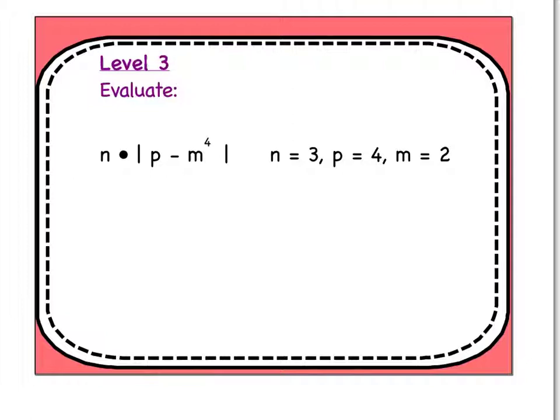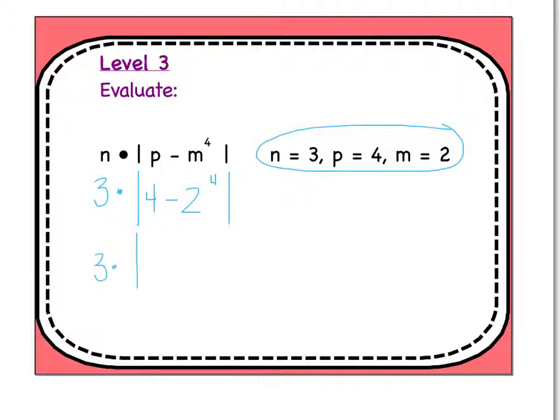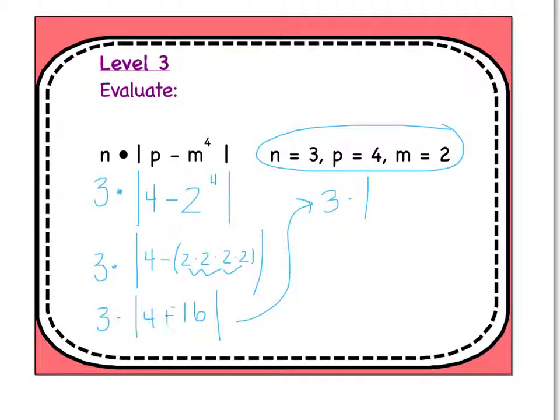Alright, here we're given specific values. We're going to go ahead and substitute in. N is 3 times absolute value of p is 4 minus m, which is 2 to the 4th power, absolute value. So we keep the 3 times on the outside, absolute value of 4 minus, now remember, 2 to the 4th power means 2 times 2 times 2 times 2. So we have 3 times the absolute value of 4 minus 2 times 2 is 4, times 2 is 8, times 2 is 16. So I'm going to bring this up here. We have 3 times the absolute value of 4 plus negative 16, which is negative 12. 3 times 12 is going to be 36.